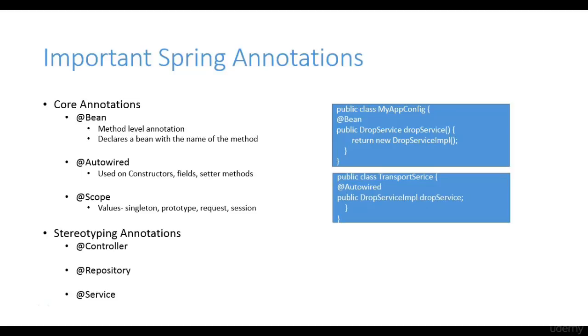Spring also provides the @Autowired annotation to resolve and inject the dependency beans without being explicitly mentioned by the programmer. This annotation saves a lot of programming effort. The @Autowired annotation can be used on a constructor or a field or setter method to be autowired by type. In the example code snippet on the right side of the slide, I am using autowiring for the drop service property of the class. Spring will inject the instance of the drop service impl class at runtime without us having to explicitly initialize it. Similarly, autowiring can be used for a setter method or a constructor.